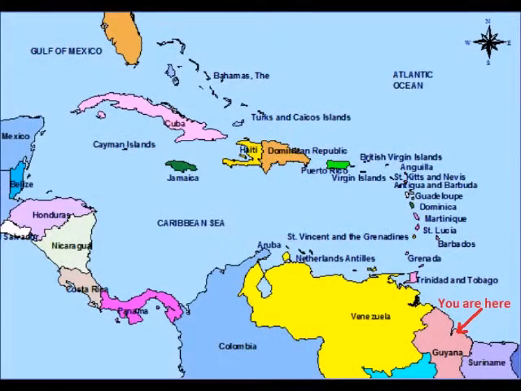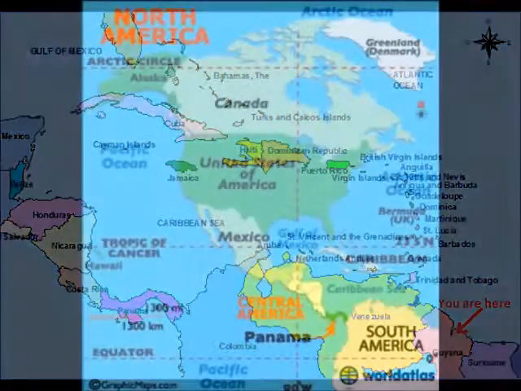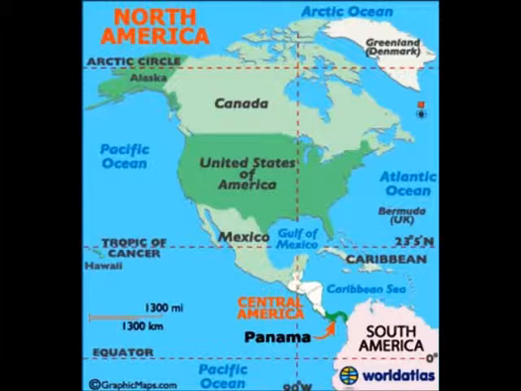If you were to take a look at the map of Central America, you'll find a narrow strip of land that connects North America with South America. This portion is known as Central America. In Central America, there is a country called Panama, and this strip of land is the narrowest. On the south, we have the Pacific Ocean, and in the north, we have the Caribbean Sea and the Atlantic Ocean. This is the place where the Panama Canal is situated.